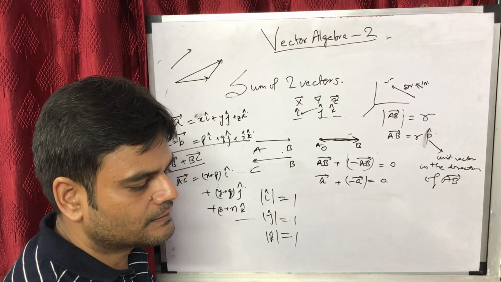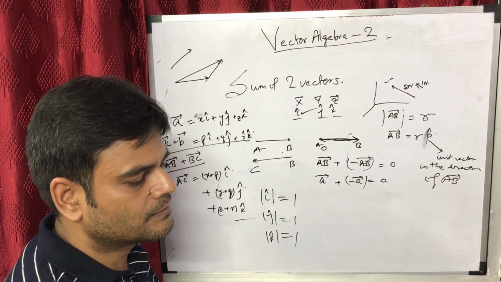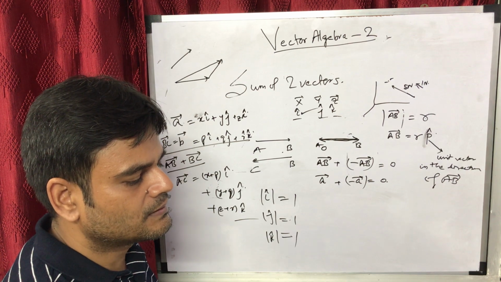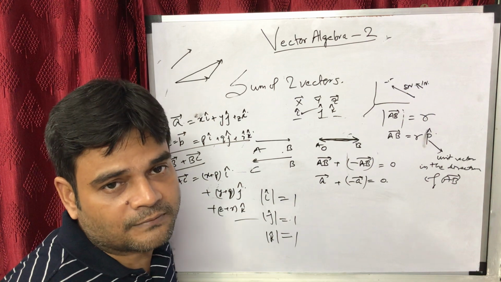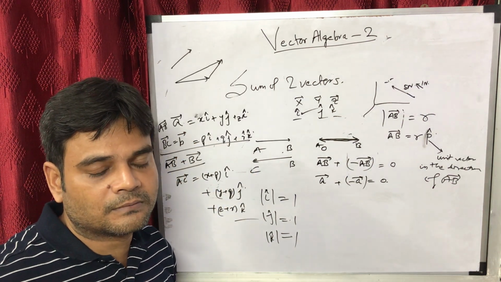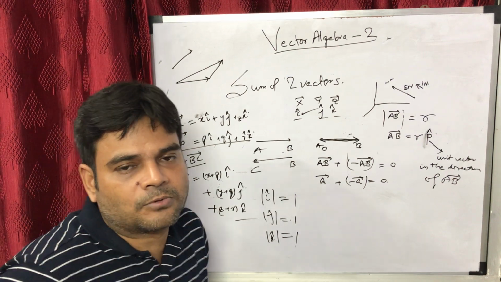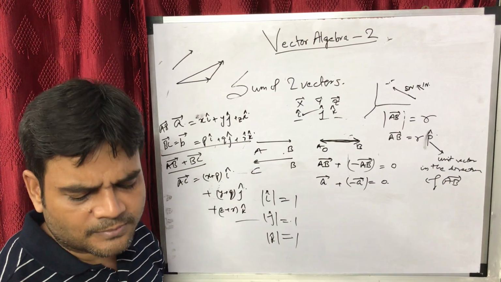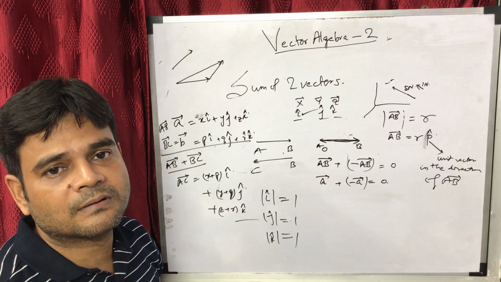So I believe this much should be sufficient for today. What do we study next? In the next class we'll study scalar product and vector product: dot product, which is scalar product, and cross product, which is also known as vector product. We'll study that in the next class. I hope we'll resolve a couple of problems first, and then we'll cover scalar and vector products.